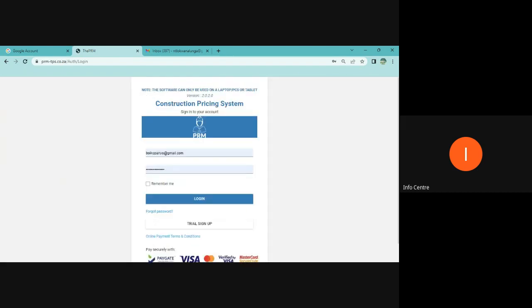Note, the software can only be used on laptops, PCs, or tablets. It means that even though you have a smartphone, which is good, it cannot be used in this system, and we will show you the reasons shortly. The screen is too small for you to actually see everything.